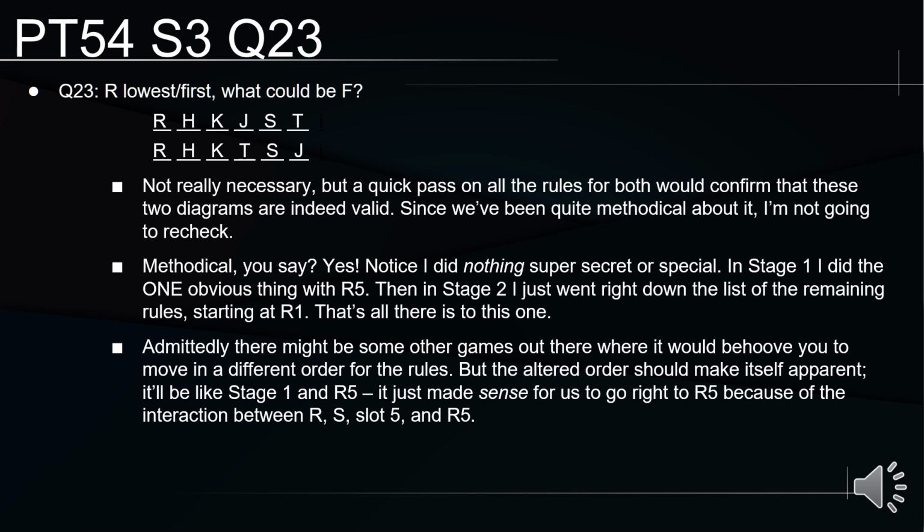It'll be exactly like Stage 1 and Rule 5. It just made sense for us to go right to Rule 5 because of the interactions between R, S, and slot 5 and Rule 5. That just all made sense, right? And so if there is a more optimum order of things to consider, just keep following the chain of consequences, and the order that you should be working with will just happen. It will just happen.